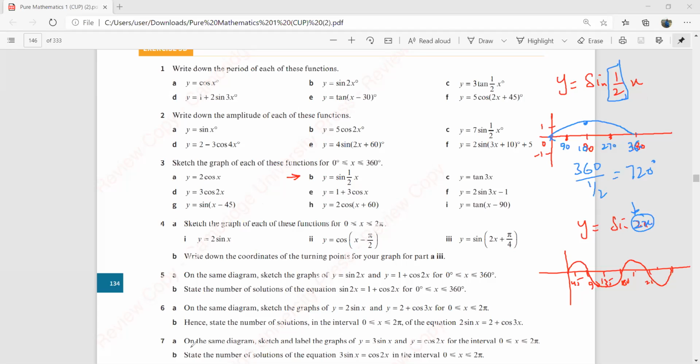Sir, we have only just learned to draw the part with 2x, not the 2x + 60 one. Yes, beta, not at all. Don't try these questions here. Once you're done with the functions, then you will learn how to do this. Don't do these questions, don't do this one, okay?